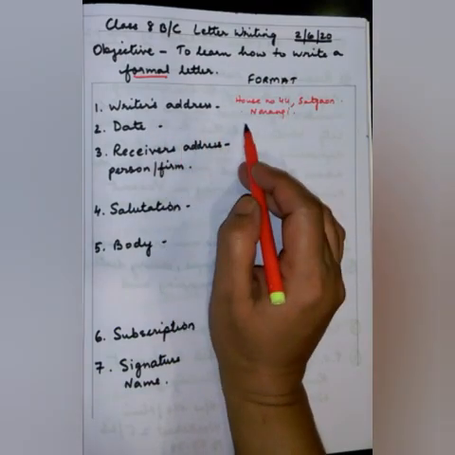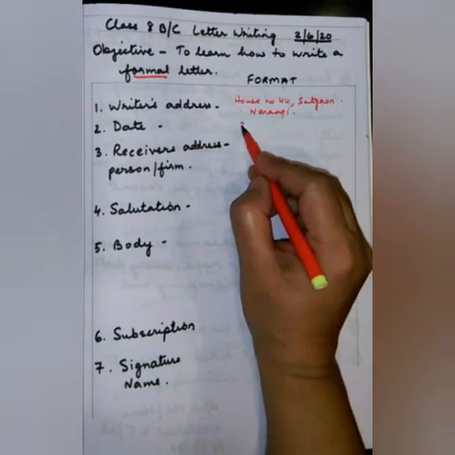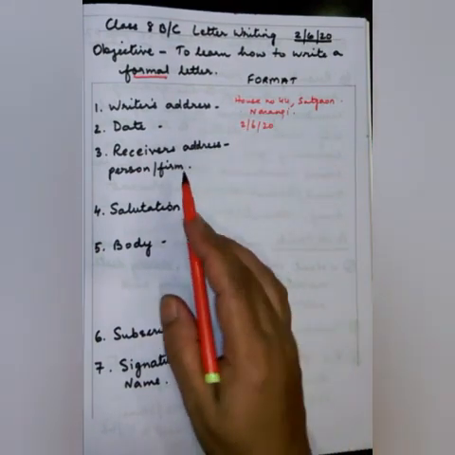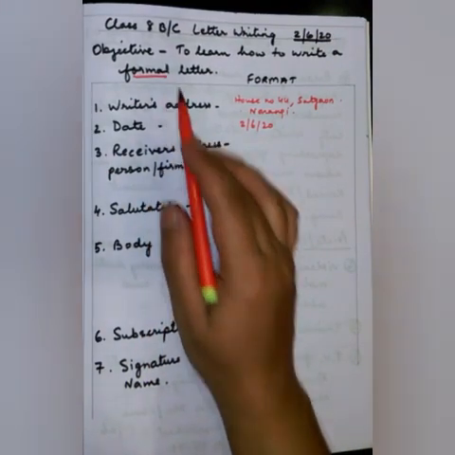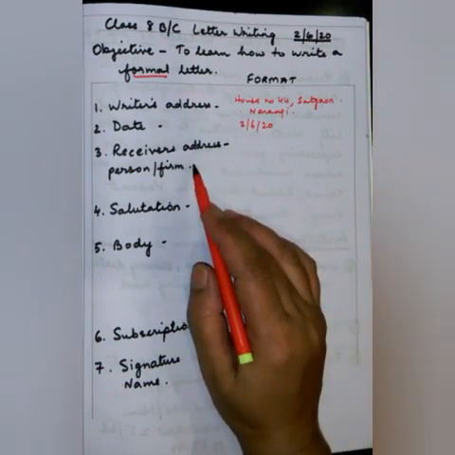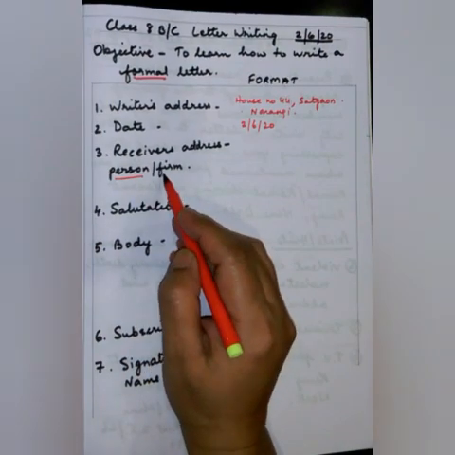Next is date. The date of the day that you are writing the letter. Say for example, let's take 2nd 6/20. That is your date. Now next one is your receiver's address. This is a formal letter, so we need to write our address first, then the date, and then the receiver's address. Receiver's address is the address of the person you're writing to or the firm.